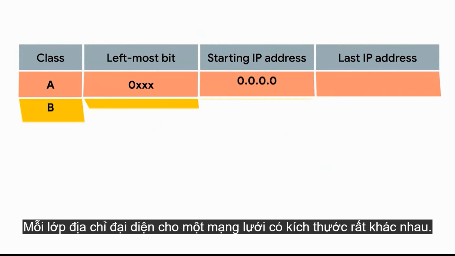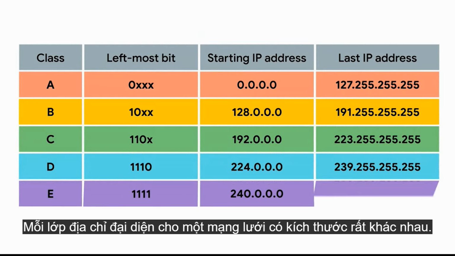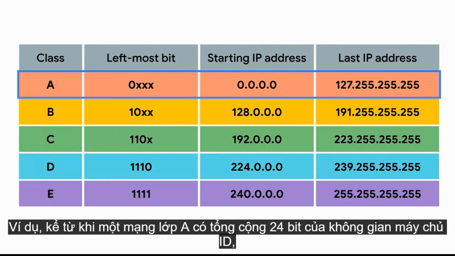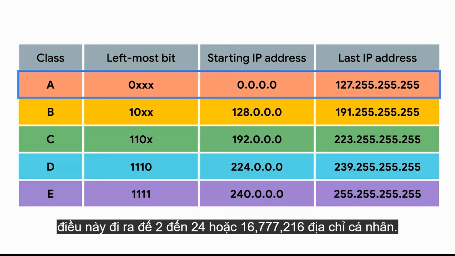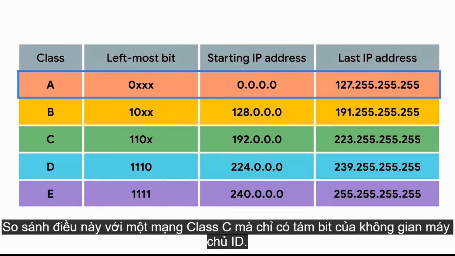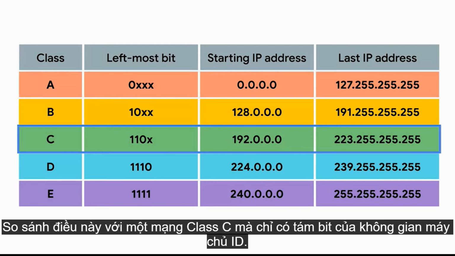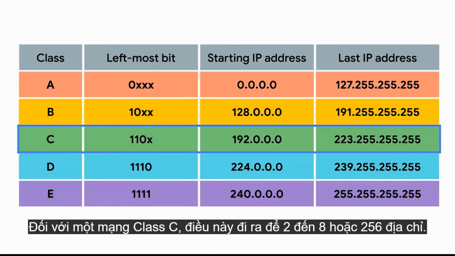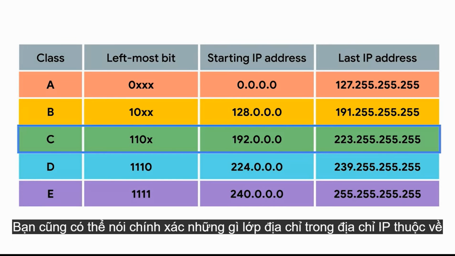Each address class represents a network of vastly different size. For example, since a Class A network has a total of 24 bits of host ID space, this comes out to 2 to the 24th, or 16,777,216 individual addresses. Compare this with a Class C network, which only has 8 bits of host ID space. For a Class C network, this comes out to 2 to the 8th, or 256 addresses.